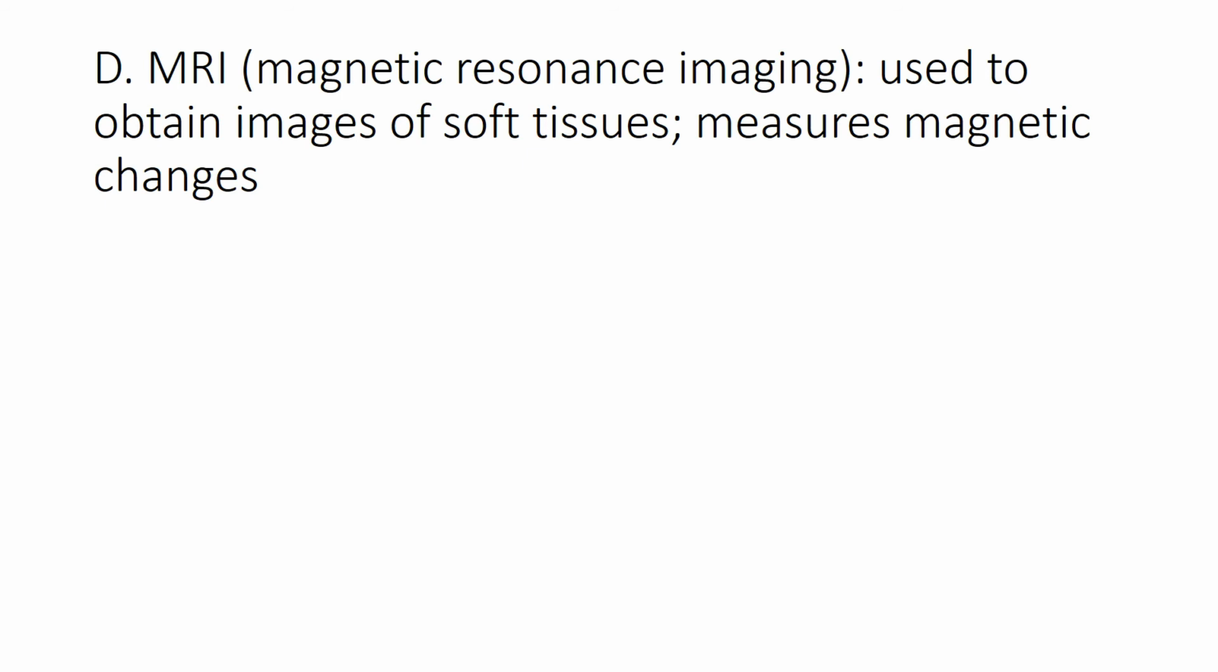MRIs are also another procedure that do not use radioactive isotopes. MRI stands for magnetic resonance imaging, and these are used to obtain images of soft tissues. They're measuring magnetic changes. They use low energy radio waves. Again, because we're passing these through, we are not relying on radioactive isotopes to visualize within the body.